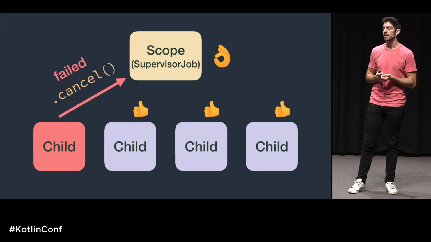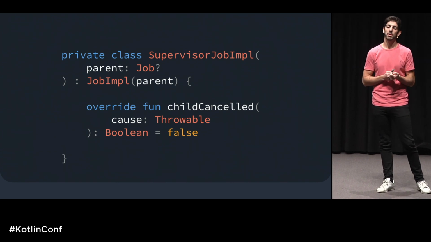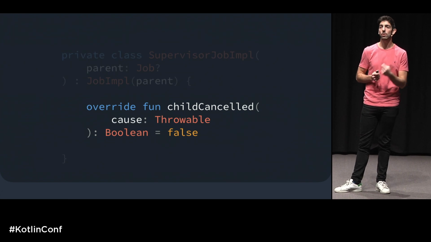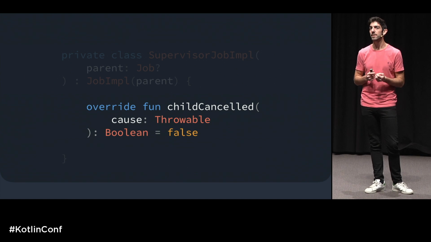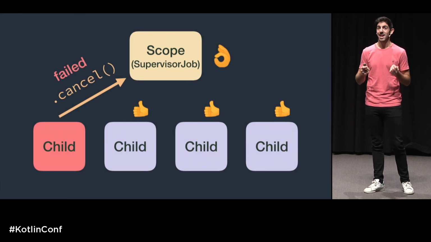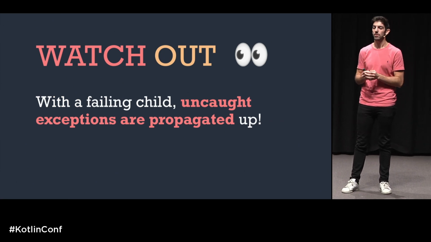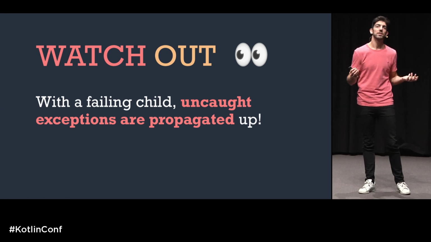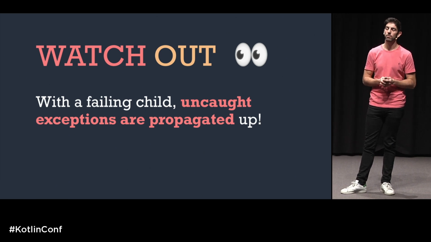So if we take a look at the source code, it's pretty interesting, because here we have the supervisor job implementation. And if we take a look at the child cancel method, which is the only one that it overrides, it always returns false. Means that it's not doing anything. But that also means that exceptions are always going to be propagated up if you don't catch them. So uncaught exceptions are always propagated up. And that happens regardless of whether you are using a job or a supervisor job. So you have to be very careful with this.